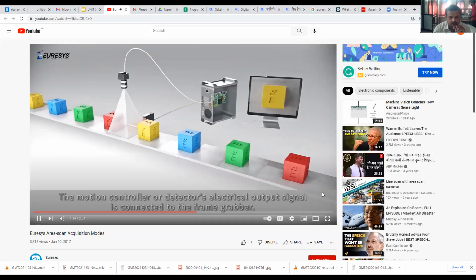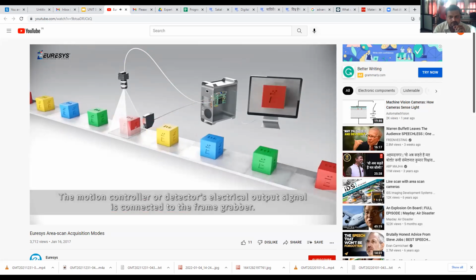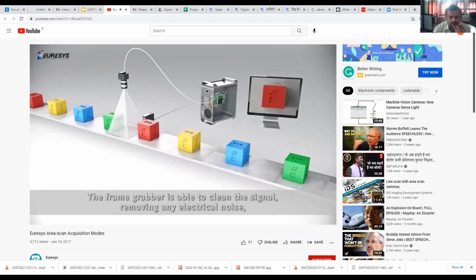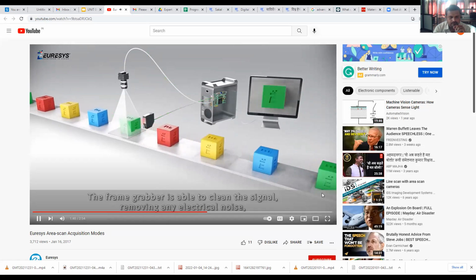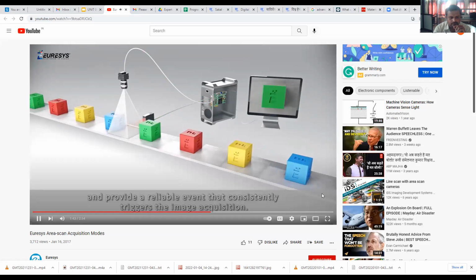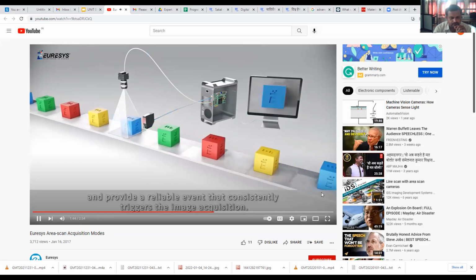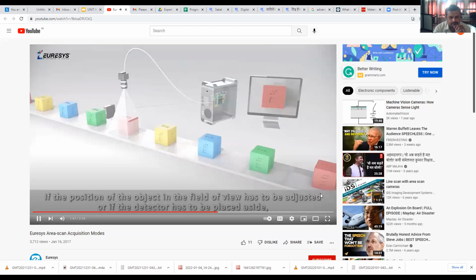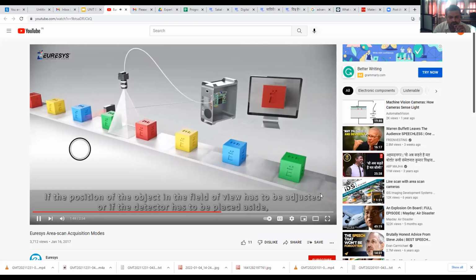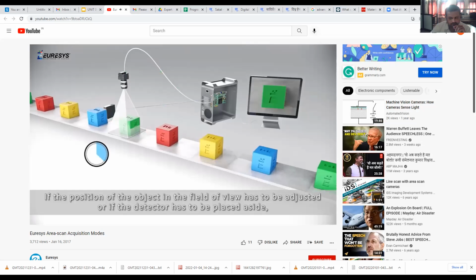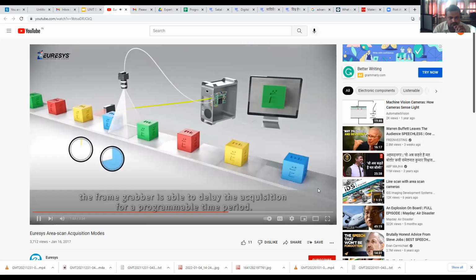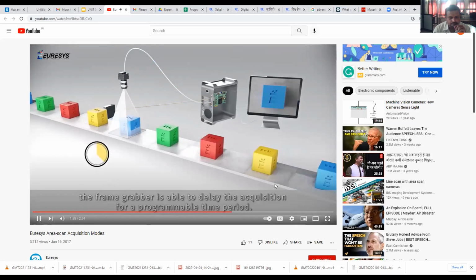The motion controller or detector's electrical output signal is connected to the frame grabber. The frame grabber is able to clean the signal, removing any electrical noise, and provide a reliable event that consistently triggers the image acquisition. If the position of the object in the field of view has to be adjusted, or if the detector has to be placed aside, the frame grabber is able to delay the acquisition for a programmable time period.